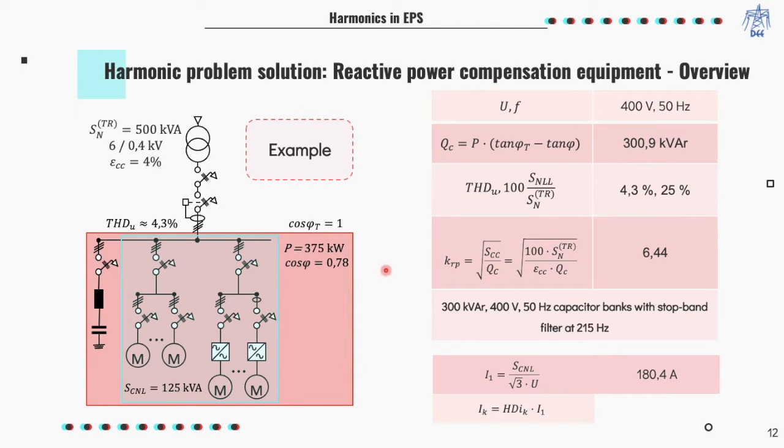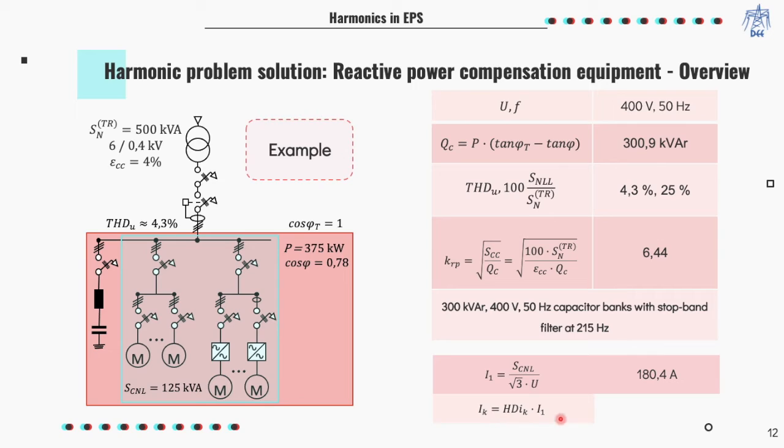The reactive power is calculated from the active power and the power factor. From the total harmonic distortion and the ratio between the apparent power consumed by the nonlinear loads and the nominal power of the transformer, it is concluded that a capacitor bank with stop-band filters at 250 Hz is required. This is due to a parallel resonance between the capacitor bank and the grid close to the 7th harmonic. We can also determine the fundamental current consumed by nonlinear loads and the harmonic current if the harmonic distortion is known.